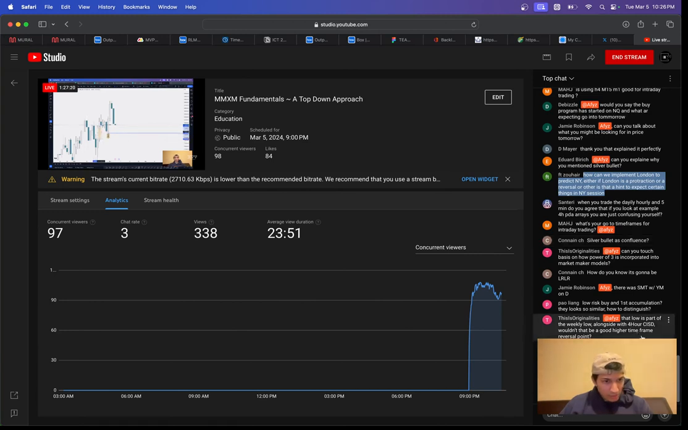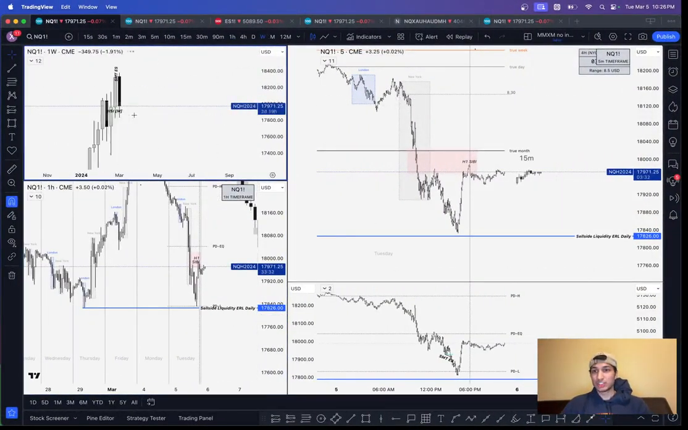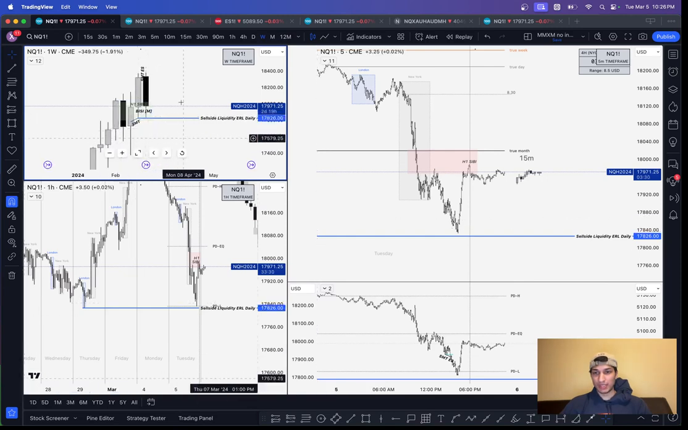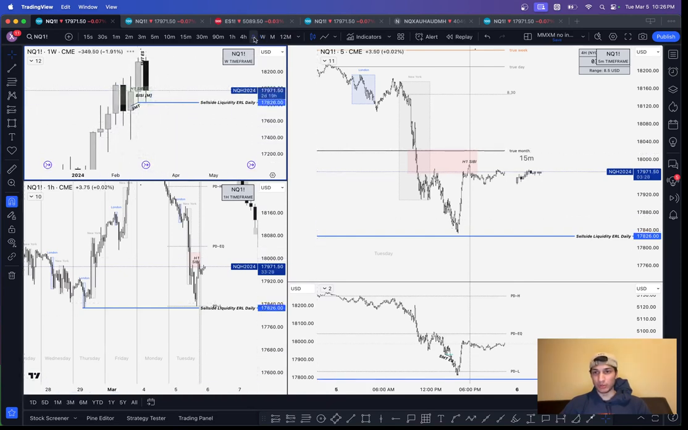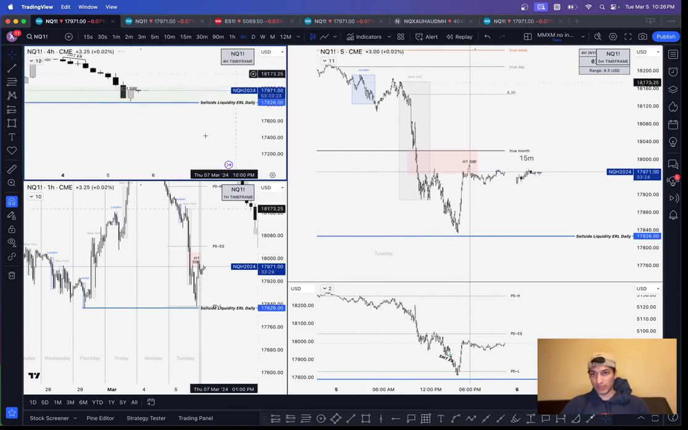Fees, that low is part of the weekly low alongside the 4-hour system. Wouldn't that be a good higher time frame? Yeah, absolutely. So if you can find a higher time frame low, so you have two time frame lows, right? Here's maybe a weekly swing low down here. I don't know if that's what you're talking about, or a daily. Here's a daily swing low and an hourly swing low and a 4-hour swing low.